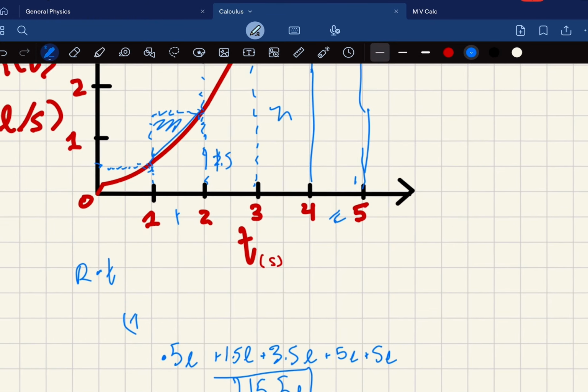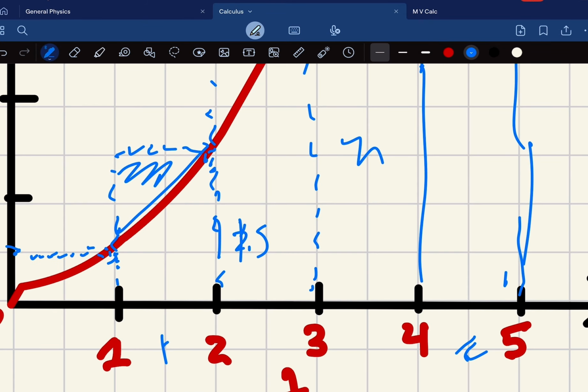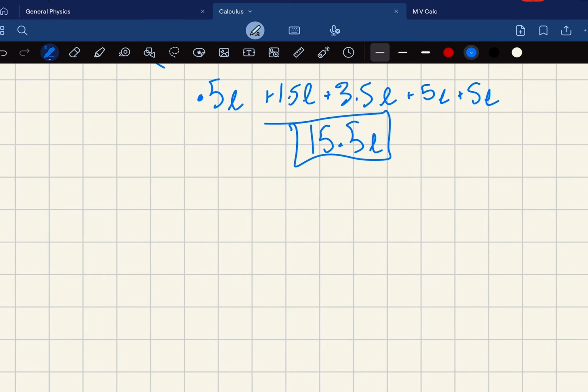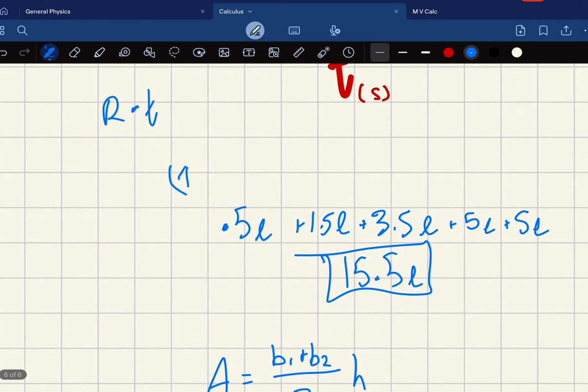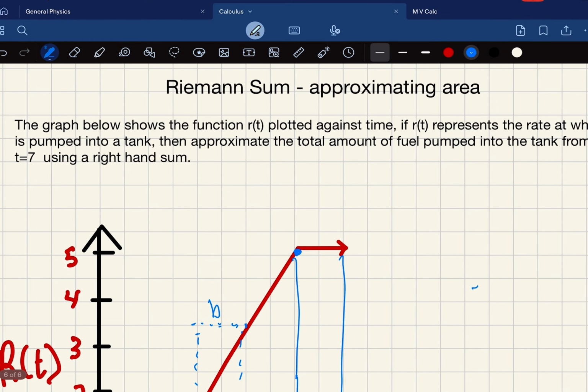Now, this is only approximate. We know that we could have gotten a better assumption using this height right here and this height right here and doing a trapezoidal approximation where our formula for an area of a trapezoid is equal to base 1 plus base 2 over 2 times height. Now that would have given us a much more accurate area. However, in this case, we were just asked to do a right-hand sum.